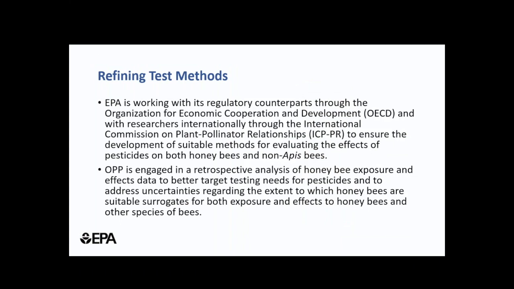EPA is working with its regulatory counterparts and with researchers internationally to ensure the development of exposure and effects tests that can be used to address uncertainties related to potential effects of pesticides on bees. Since the initial guidance documents were identified in 2011, additional acute oral and contact toxicity test methods with social non-apis bumblebees, which is a soil nesting species, have been developed in OECD Test Guideline 246 and 247.